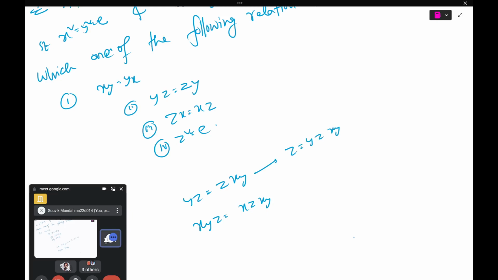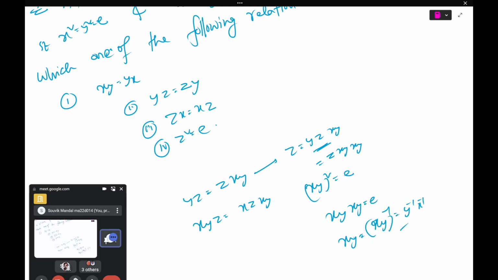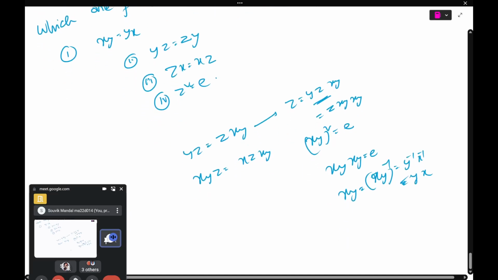Okay. Now yz is going to be z x y x y. So this implies (x y) whole squared will be identity. So this implies x y is equal to (x y) inverse, which is y inverse x inverse, so y x. So x y equals y x. This is one relation again.